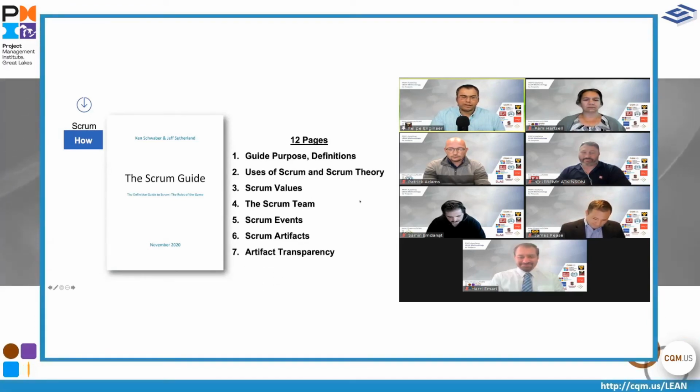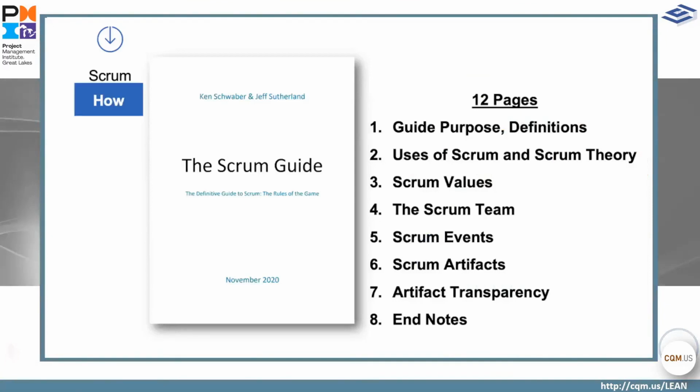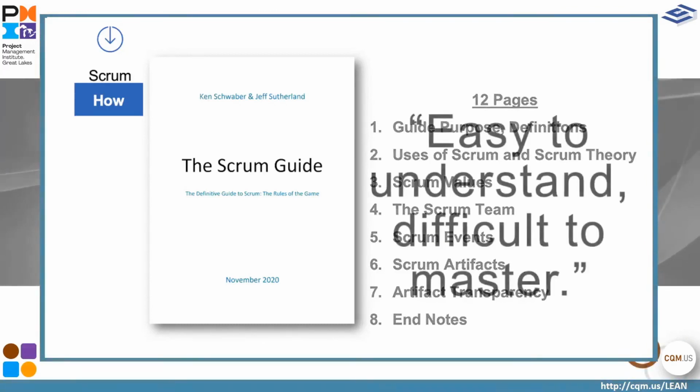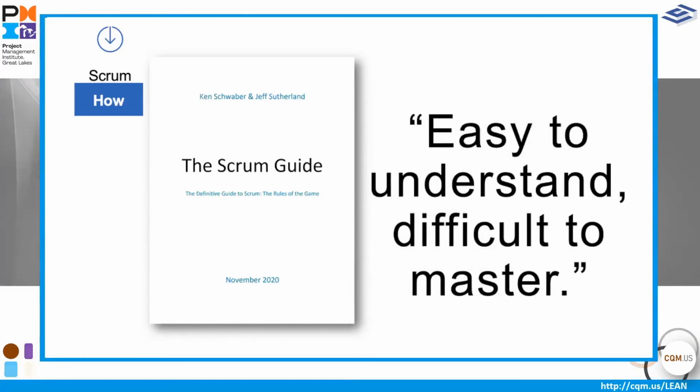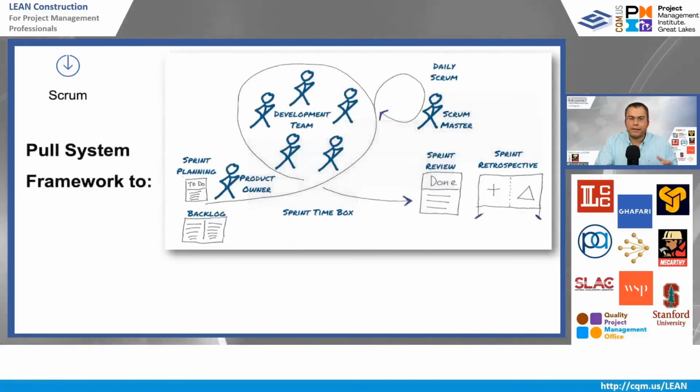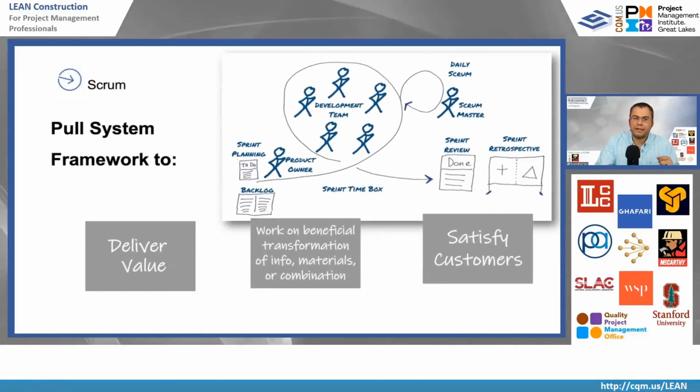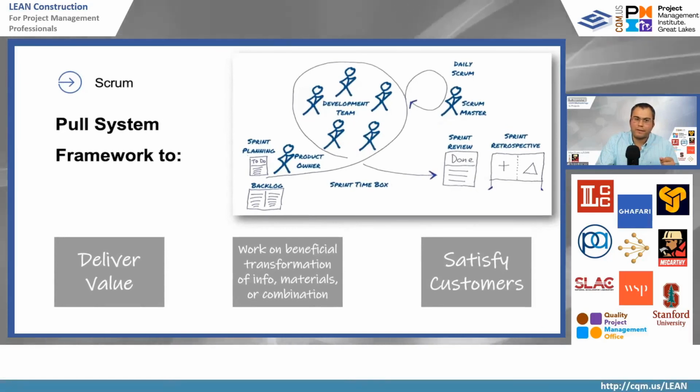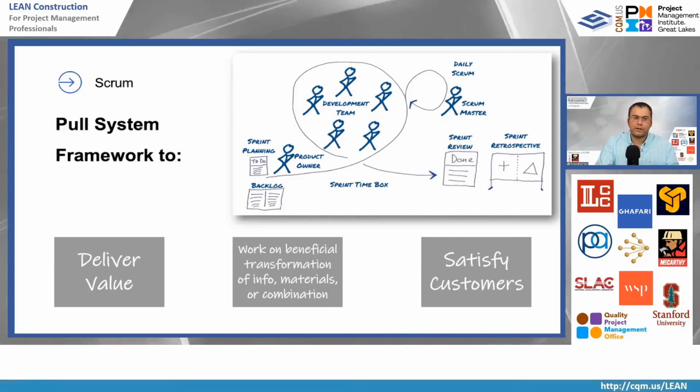I'll put links in the chat for people to get access to it quickly. These are the main purposes. This is what that team invested in to understand this guide, a little bit of training with me, and off they went. Remember what Jeff Sutherland says, Scrum is easy to understand but difficult to master because you have to change your habits. But still, think of it as just a simple pull system to deliver value every single day. And we think about value as a beneficial transformation of information, materials, or a combination of both, with the purpose to satisfy our customers.